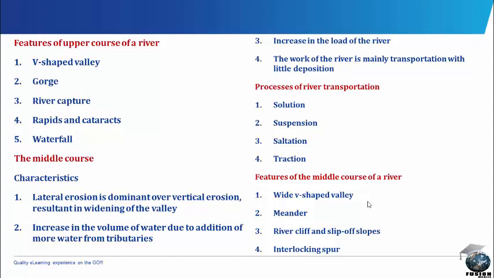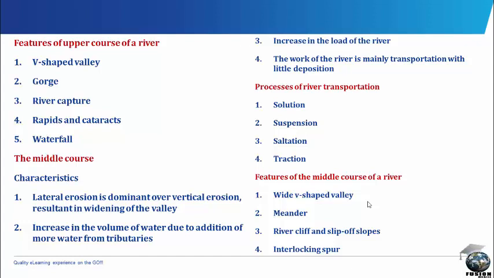Meander results when rivers are unable to flow straight because of low gravity. River cliff and slip-off slopes is the face of a rock standing steeply on the bank of a river. Interlocking spur refers to the portion of the valley wall which projects from both sides of the concave bends of the river as it meanders.